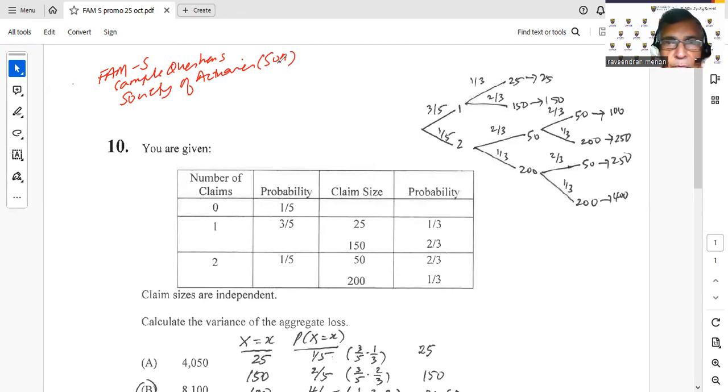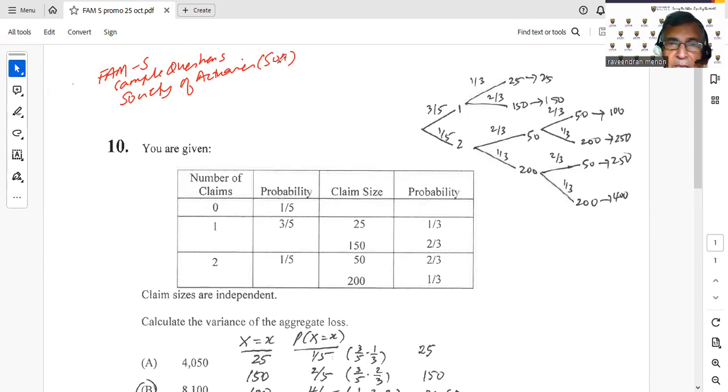And we are given, right? You are given a table giving you the number of claims, the probability of the claim, and you have the claim size and the probability of the claim size. So be careful about the information that is given. It's given in the form of a table, as you can see. So please read it carefully and see what is actually given to you.